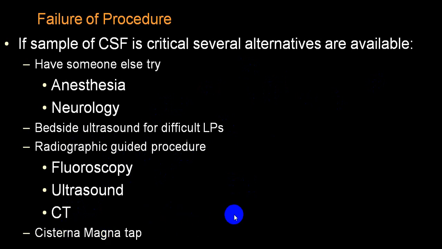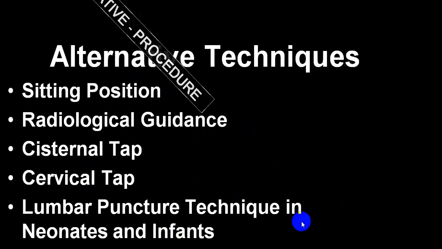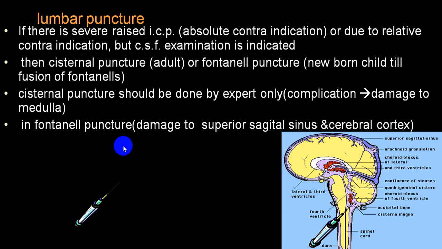Cisterna magna tap should be done only by a neurologist. We already mentioned all these things. You can perform it in sitting posture, radiologically guided, and only experts should perform cisternal puncture or cervical tap. Fontanelle puncture in infants can be done easily. Fontanelle puncture is usually done in a person where lumbar puncture is contraindicated, and cisternal puncture is also done only if lumbar puncture is contraindicated.